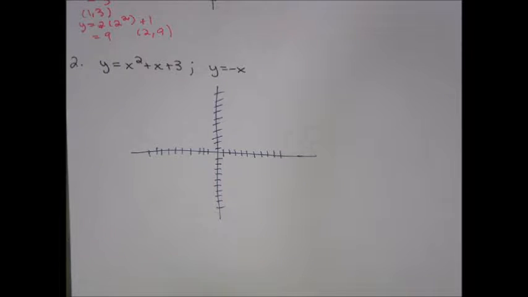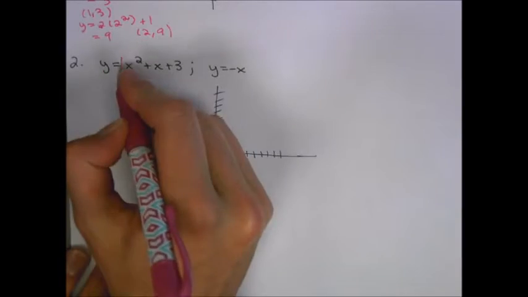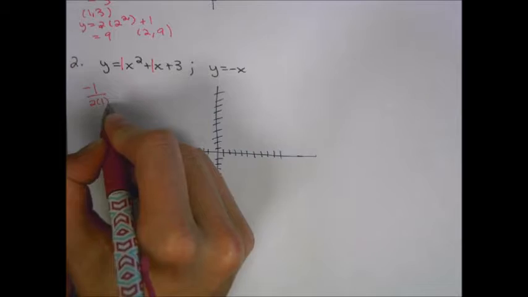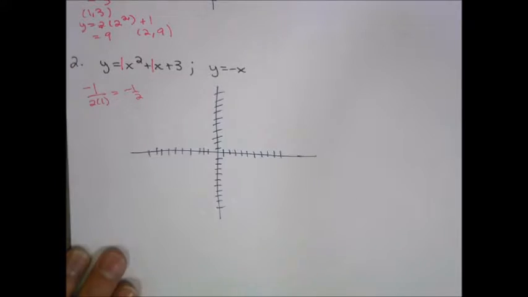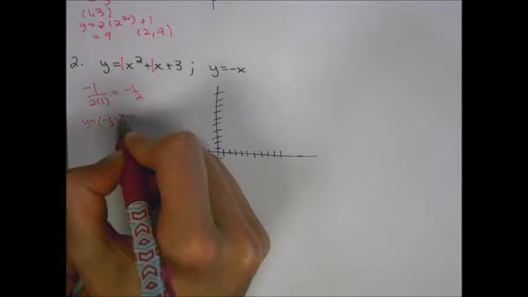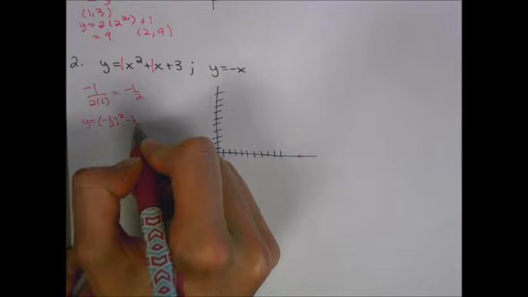Okay, so now that you've had time to try this, I'm going to go ahead and do it. A is 1, B is 1, negative B over 2A, -1/2. And then I'm going to plug it in to find my y. Y equals -1/2 squared minus 1/2 plus 3.